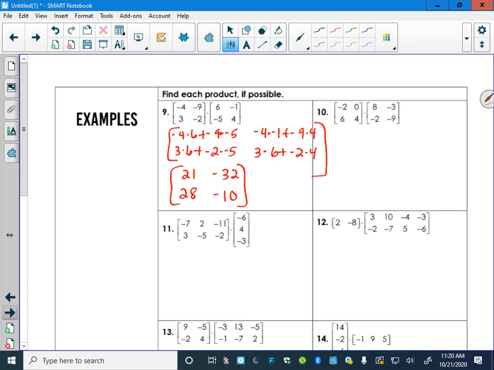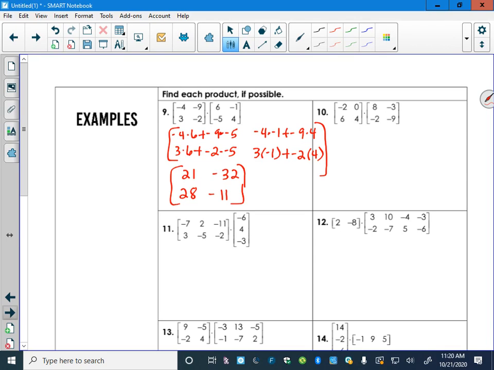Oops, I got a mistake. So let's tweak right here. I apologize. Easy fix though. All right, this entry right here is the second row, second column. So that's going to be 3 times -1 plus -2 times 4. So that's going to be -3 plus -8, which is -11.